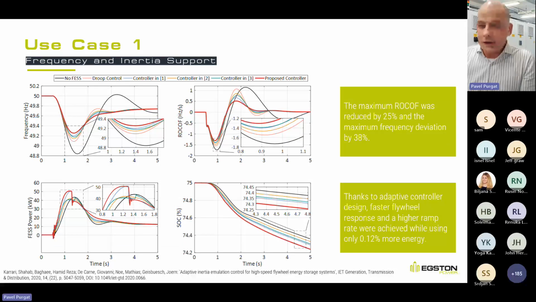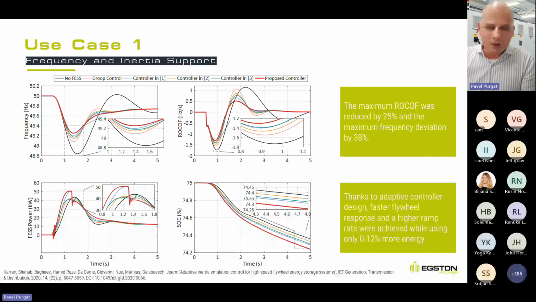Now we are looking at the results. So this is a bit of an in medias res. The black curve is the base scenario without any support from the flywheel, and the red one shows the proposed novel algorithm for the flywheel control. As you can see, compared to the base scenario, the lowest frequency point is reduced by almost 40%, and the rate of change of frequency is slowed down by 25%.